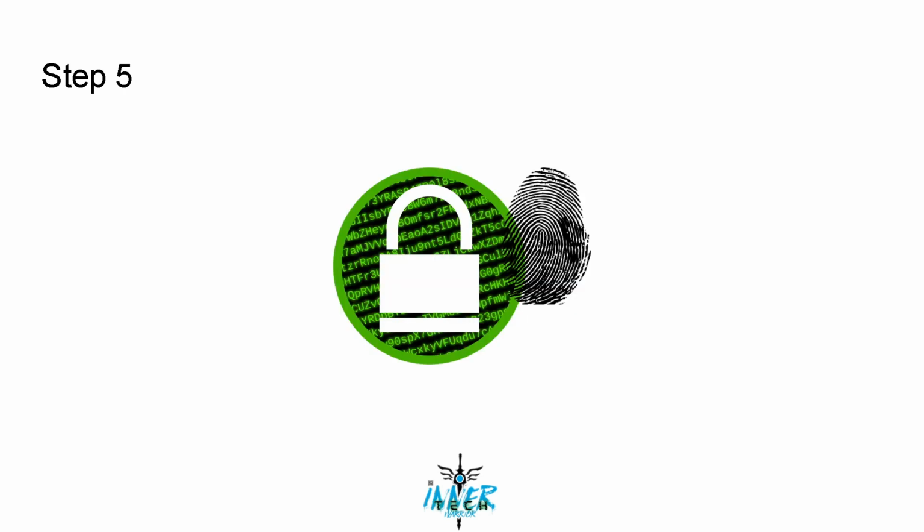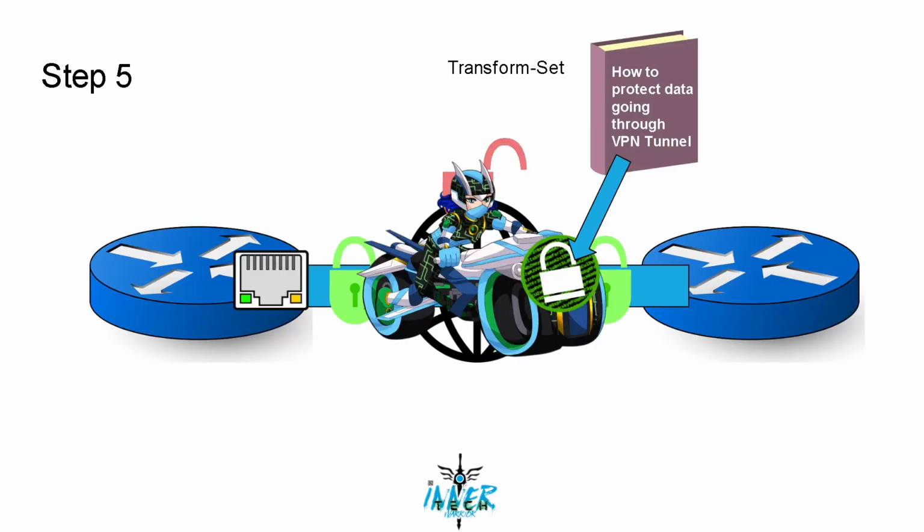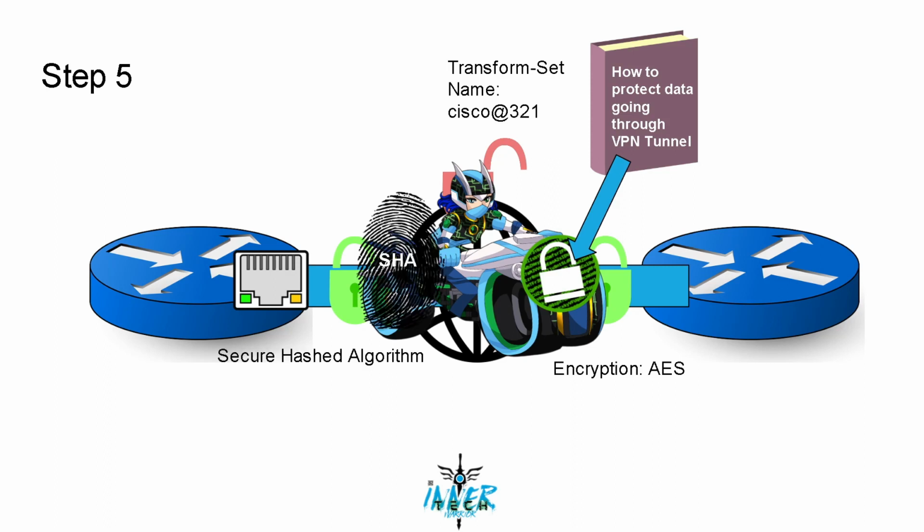Step 5 is creating the IPsec transform set, encryption type, and authentication type. Essentially, we're creating a set of instructions on how to protect the data when it's being sent over the internet. A transform set. The transform set is named Cisco@321, and the data is scrambled or encrypted with AES. Then we also have to make sure we have a unique fingerprint to prove the data came from one of our secret handshake buddies using the secure hash algorithm, or SHA.